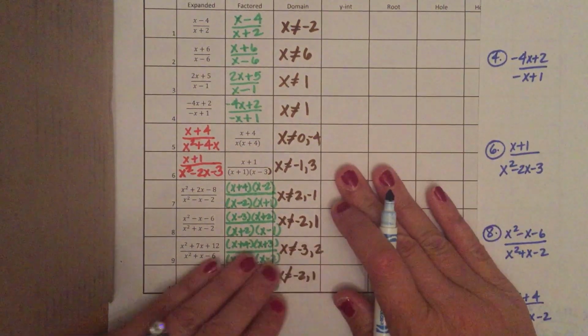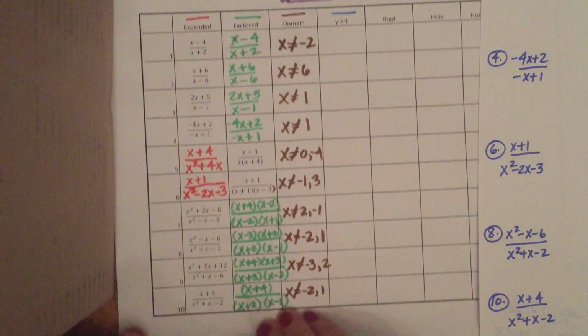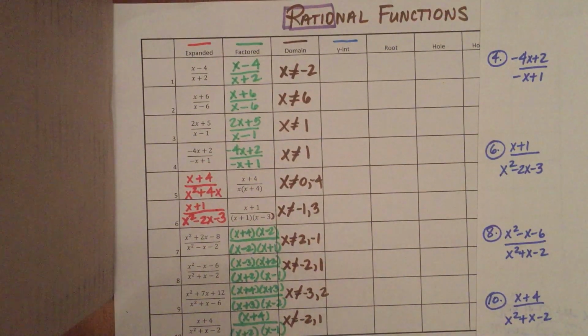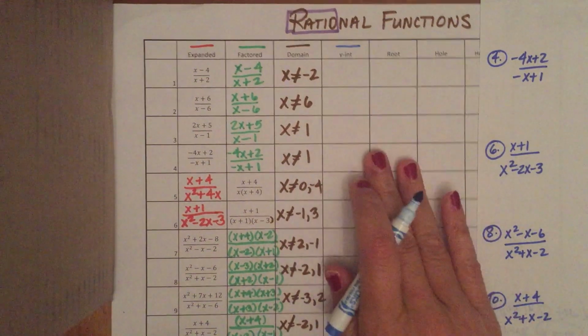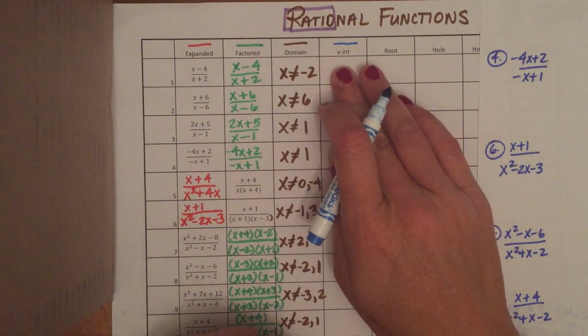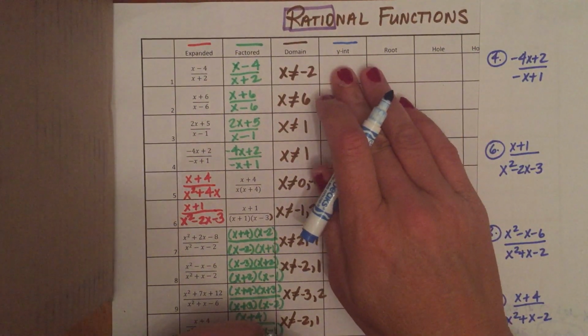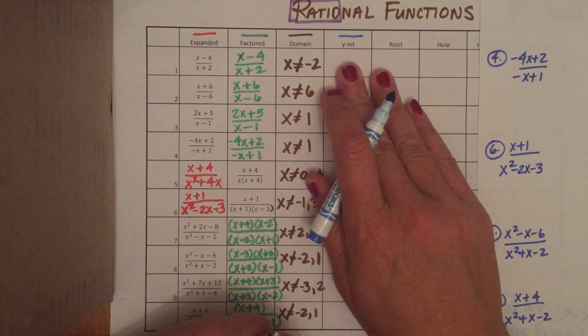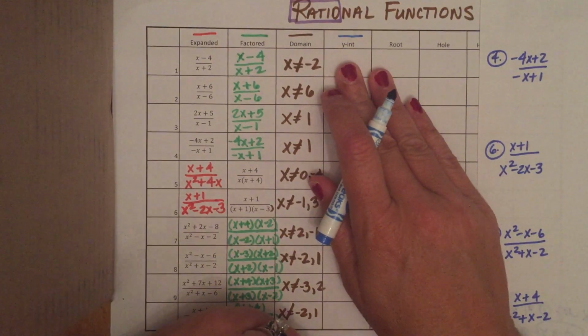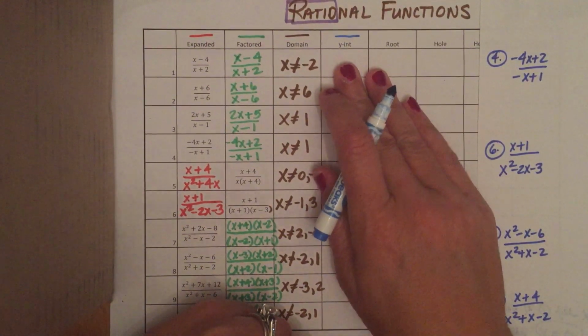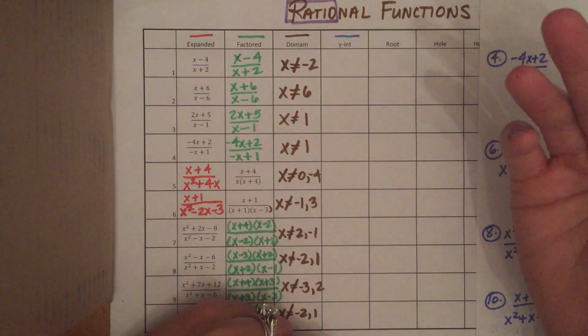So now that we've done the expanded and factored forms of the rational functions and we've looked at the domain, we're going to move on to the y-intercept. Now finding the y-intercept in a rational function is the same as any other function. You need to find the x where the x value is 0.